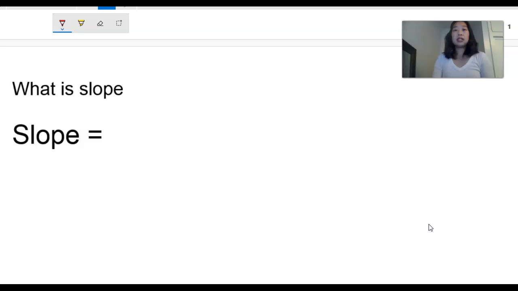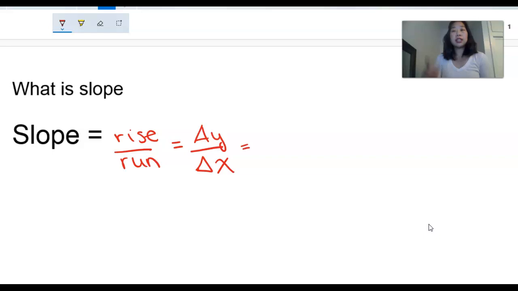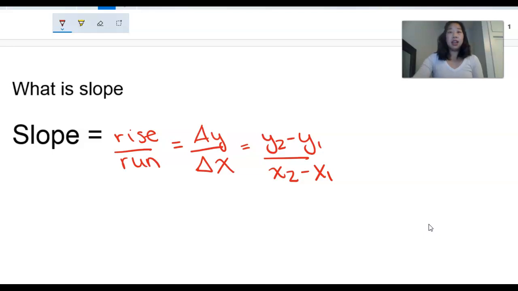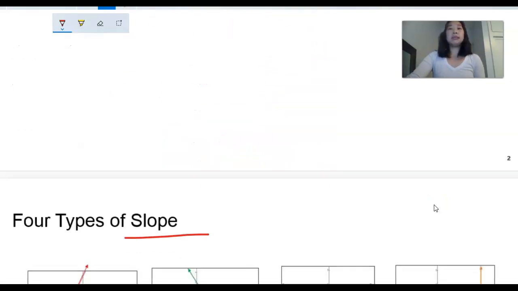We know that slope is rise over run, which is also the change in y over change in x. And the formula to find slope is y2 minus y1 over x2 minus x1. This is something you should have already reviewed with your students before graphing, but I just wanted to review it really quickly before we dive in.